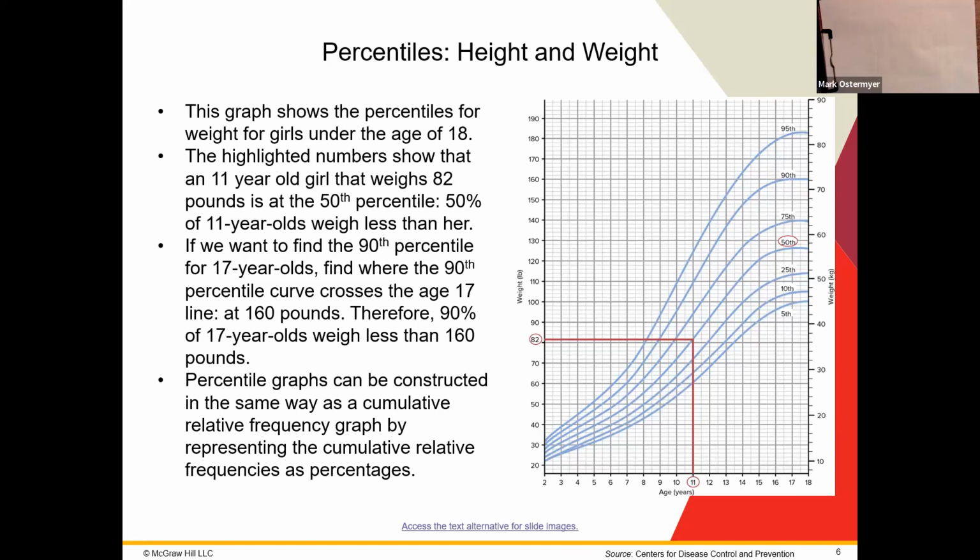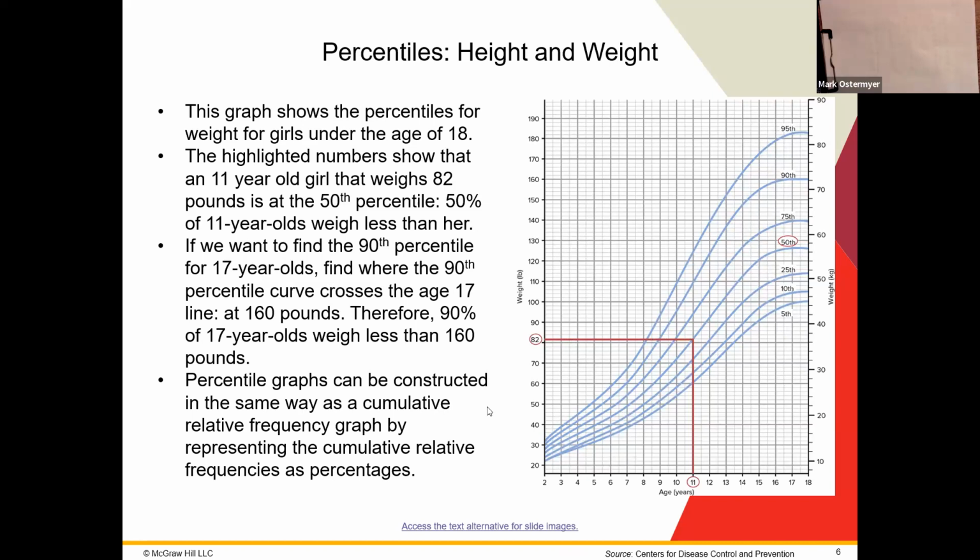50% of 11-year-old girls would weigh less than 82 pounds. 50% of the 11-year-old girls would have a weight greater than 82 pounds. Make sense? Right, suppose we want to find the 90th percentile for 17-year-olds.